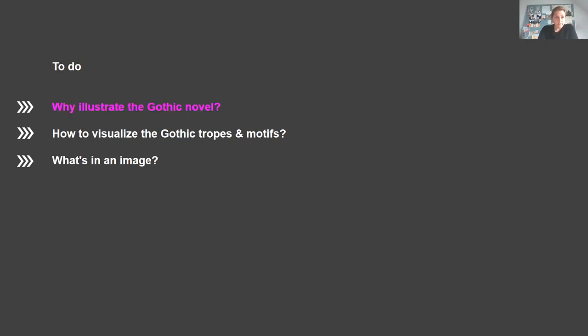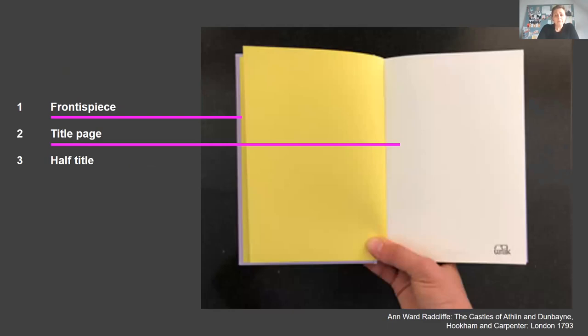Our first talking point is how the illustration of the Gothic novel started. The use of imagery of the novel in general can be used to understand the publishing practice in England in the 18th and 19th century. It was customary until the 1760s that the editions were only provided with a typical typographically designed title page.